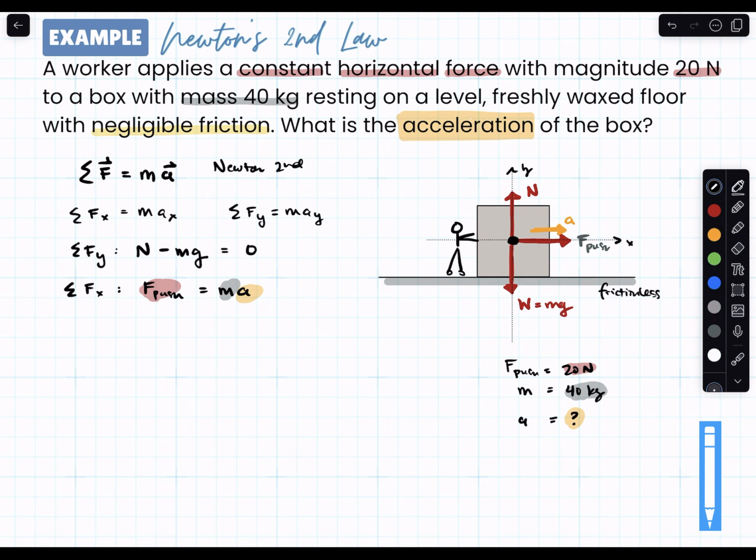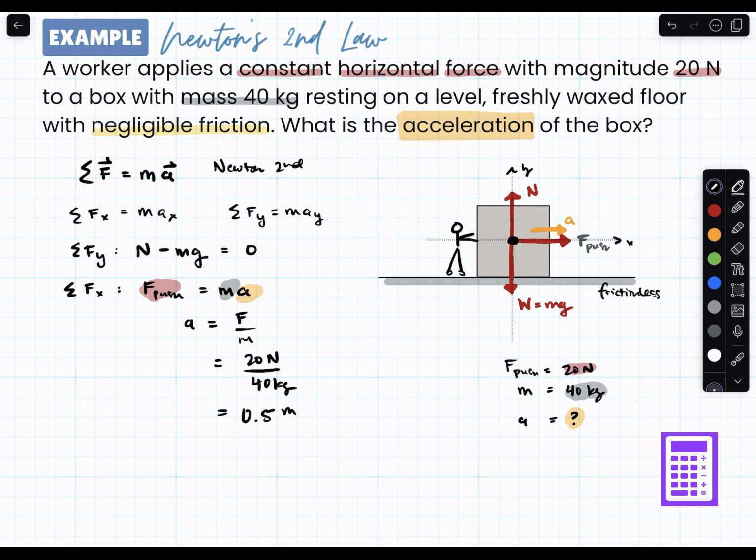So we just do a little bit of algebra. We say acceleration is equal to F over m. Well, that's going to be equal to 20 newtons over 40 kilograms, which you hopefully can do in your head. 20 divided by 40, that's about a half. So 0.5 meters per second squared.